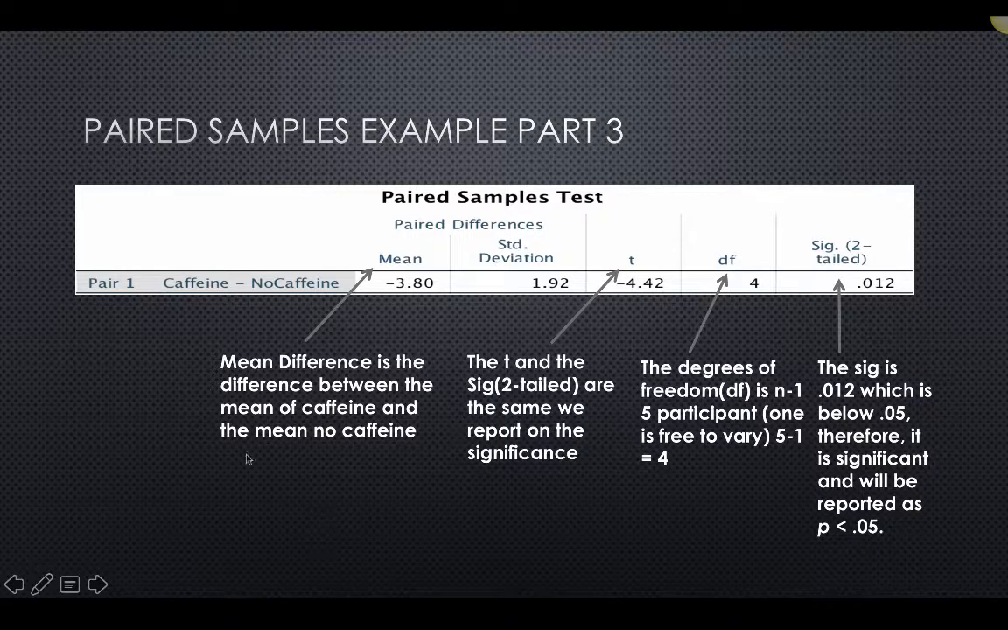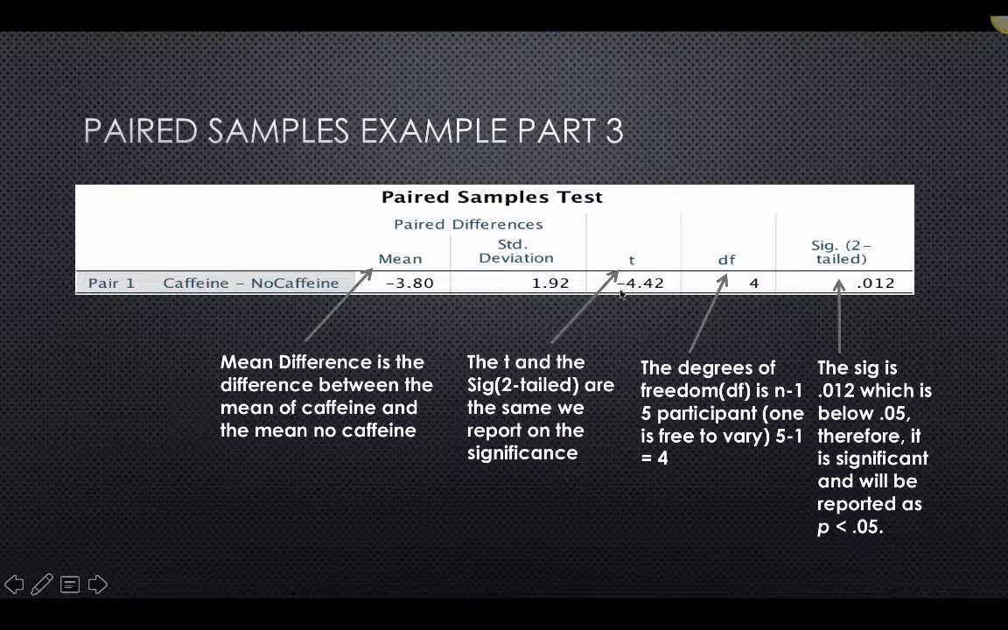This is the last box. You'll see that a lot of this is repetition from some of the other ones, unless this is your first one. You'll have a t-value, a df, and a significance. We don't stress so much about the paired standard deviation, but this is a good note. The mean difference is the difference between the mean of caffeine and the mean of no caffeine. So if you go back, there's a negative 3.80 difference in the paired sample from caffeine to no caffeine.